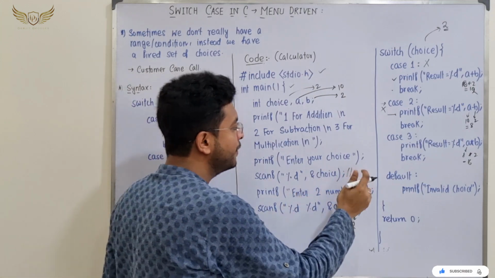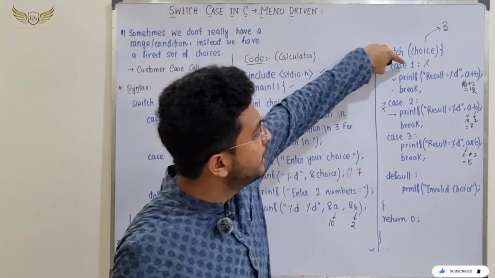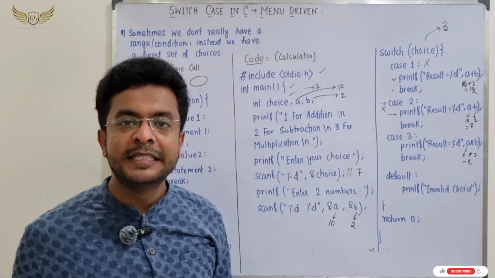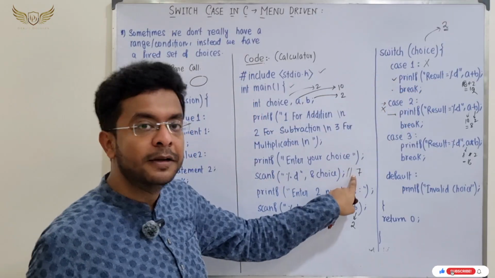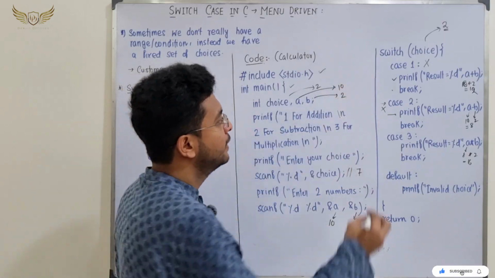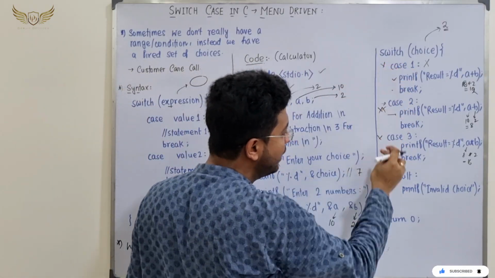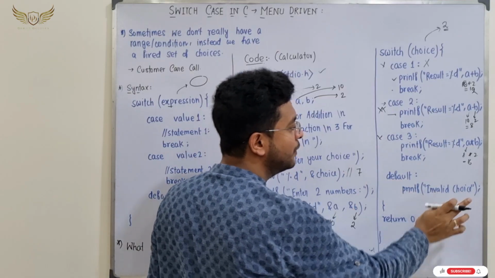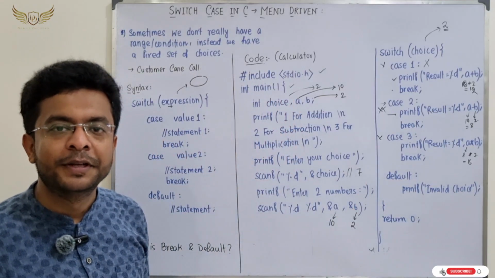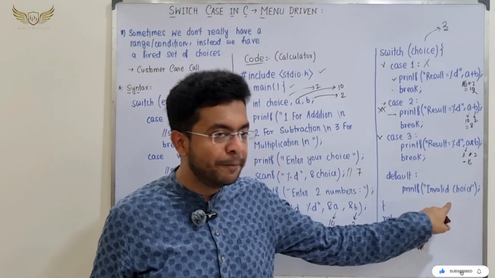Similarly, suppose you have given 7 as the choice, but 7 is not there. There are only 3 cases: 1, 2 and 3. So what if you give 7? It will not match here, it will not match here, it will not match here. It will come to our default case. In the default case, there is a statement, printf invalid choice. You haven't given a valid choice, right? So that's why I have written printf invalid choice.